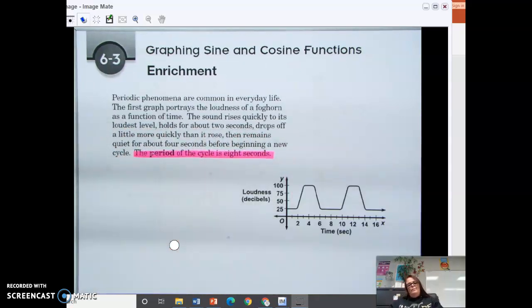And so they said the period of the cycle is 8 seconds. So this is what I compare it to. The period would be like a rubber stamp that I want to buy to build this graph. And I don't want to spend too much money on my rubber stamp, because the bigger the rubber stamp, the more money I have to spend. Okay, so I want to buy the smallest rubber stamp that still does the whole entire function.